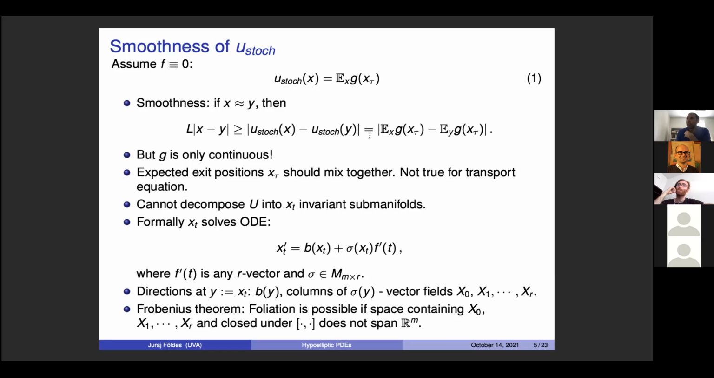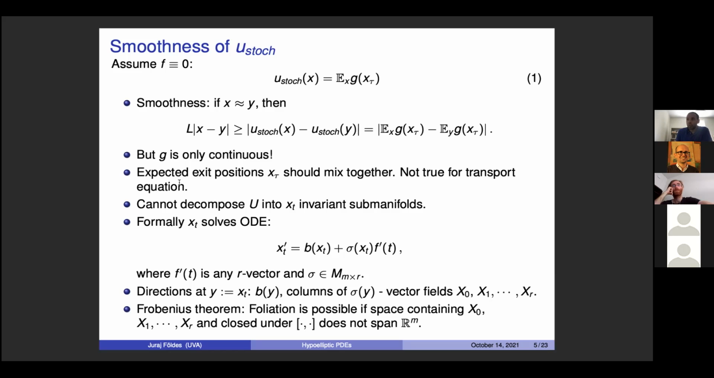Now, the usual mumbo jumbo would be you just combine these two expectations and then use some triangle inequality or something. But the point is that g is just continuous. It's not Lipschitz. So there's actually not really a good reason why this should be true unless there's some miracle going on with this x star. Because if I have a deterministic process, then I have two particles starting nearby. They hit, say, the boundary nearby, but since the function is not Lipschitz, there is no reason to believe that the solution is going to be Lipschitz.